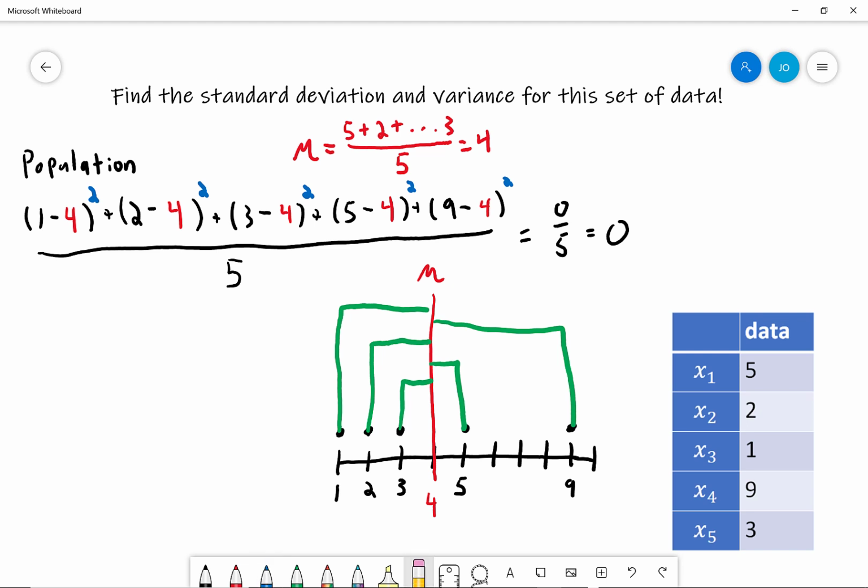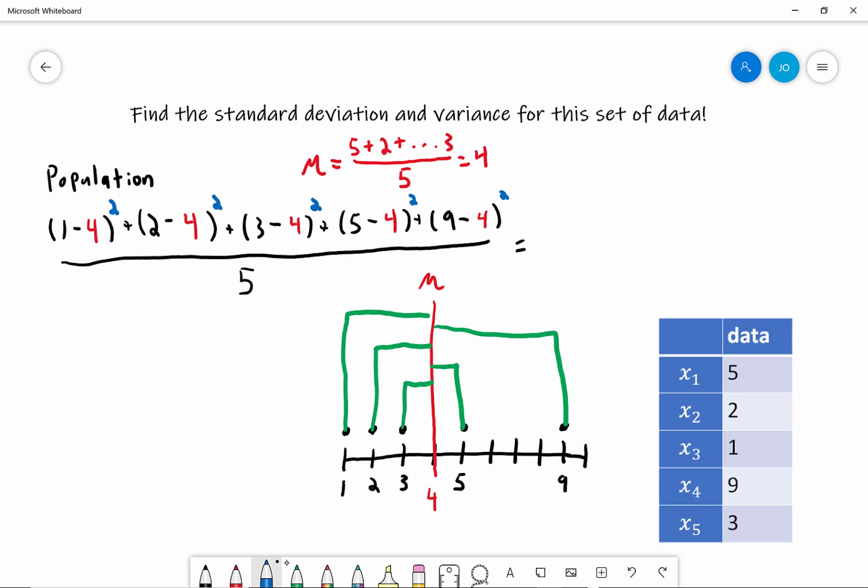So now, if we were to do this out, if we were to sum up all of these squared distances, we have 1 minus 4 squared becomes 9. We have 2 minus 4 squared becomes 4. We have 3 minus 4 squared becomes 1. We have 5 minus 4 squared becomes 1. And we have 9 minus 4 squared, which becomes 25. And we'll sum up these squared distances, and then we'll divide by the total number of them. And if we were to do this out, we should end up with 40 over 5, which becomes 8.